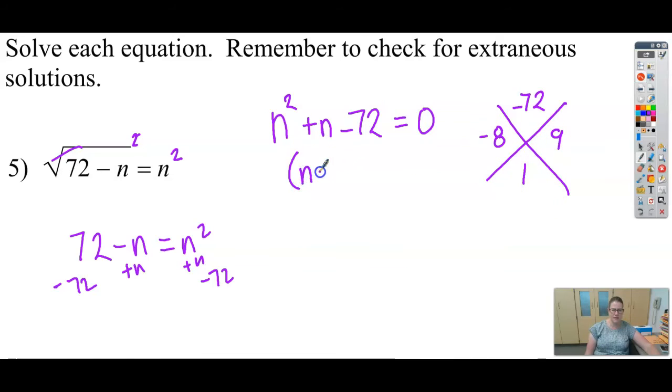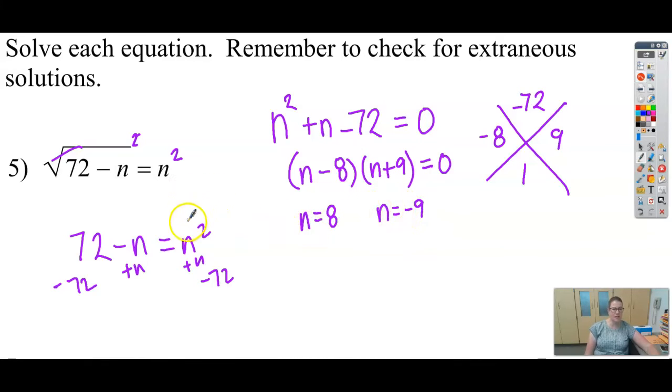So this is going to factor to n minus 8 times n plus 9. That's going to equal 0. Remember, I need to divide each of my factors by a, but a is 1, so it won't change anything here. But now I can go ahead and solve this. I know that for this one to equal 0, n would have to be positive 8. For this one to equal 0, n would have to be negative 9. So here's the two solutions that came out of that.